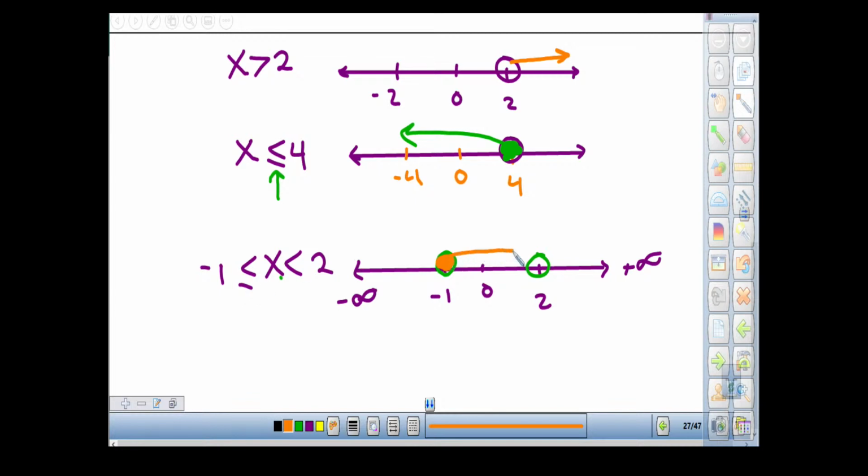Okay. Do I include 2? No, you don't, because you're less than 2. So how close am I to the 2? Well, we do not know. Could it be 1.99? Sure. Could it be 1.9999? Sure. As long as you don't touch 2, you're good. Okay? So you're good with that one.